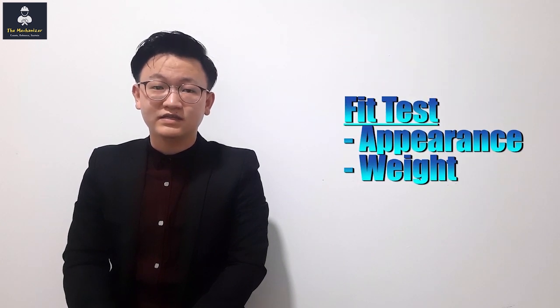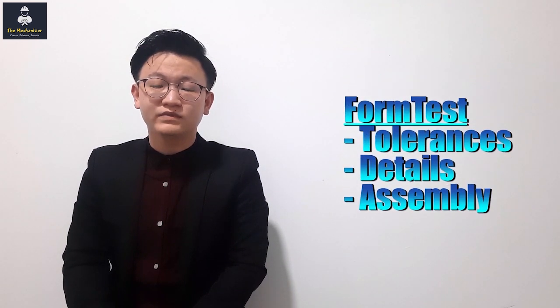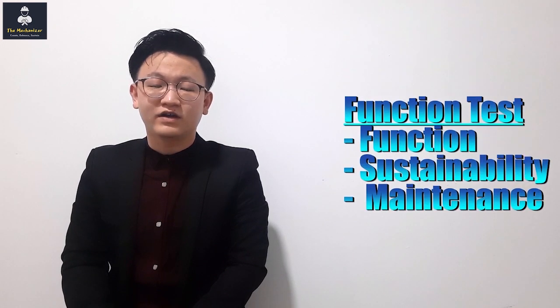Product and part testing are also divided into 3 main categories. The first category, fit test, includes tests for appearance and weight. The second category, form test, includes tests for tolerance, details, and assembly. The final category, which is the third category, function test, includes tests for function, sustainability, and maintenance.